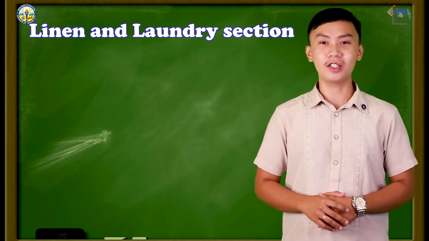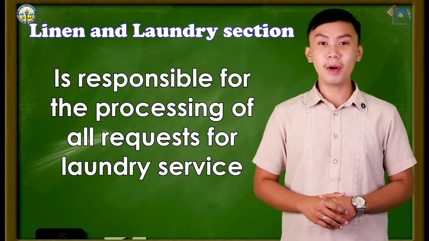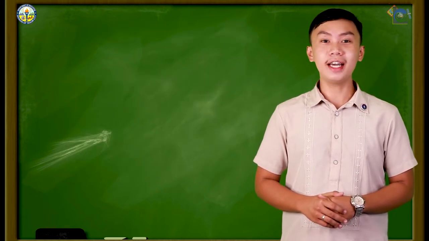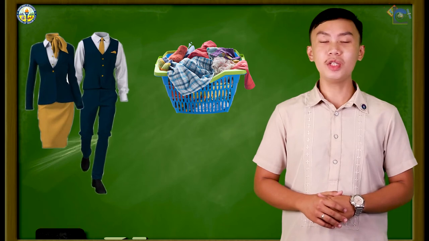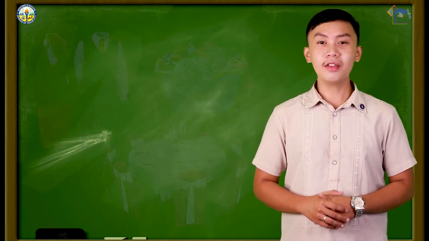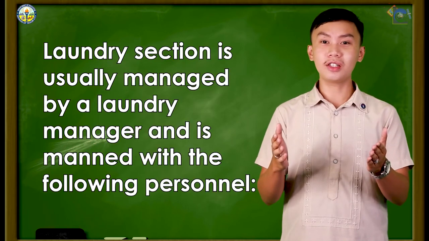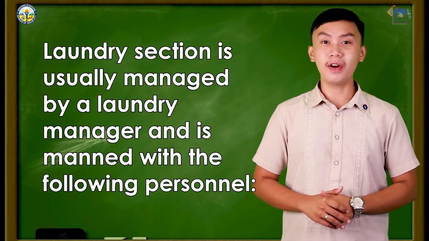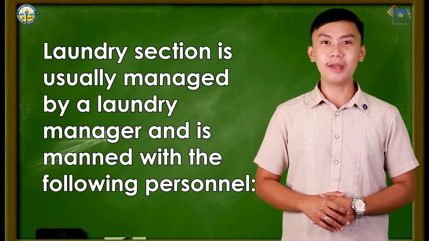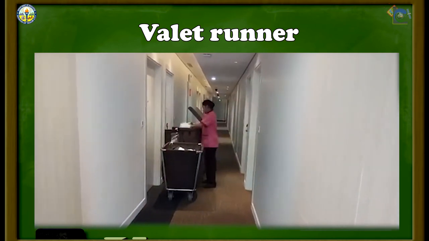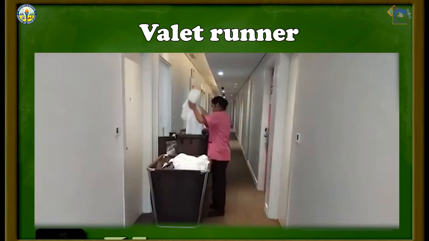Linen and laundry section is responsible for the processing of all requests for laundry service, including guest laundry, employees' uniform, and linen used for banquet functions. On the other hand, the laundry section is usually managed by a laundry manager or a supervisor and is manned with the following personnel: valet runner, pickups and delivers guest laundry.